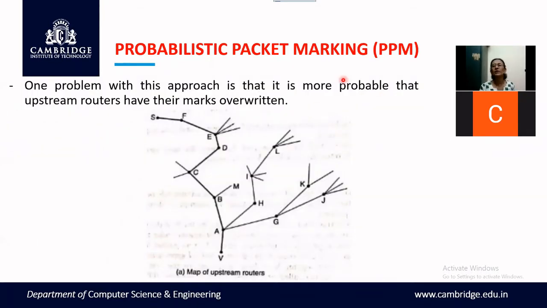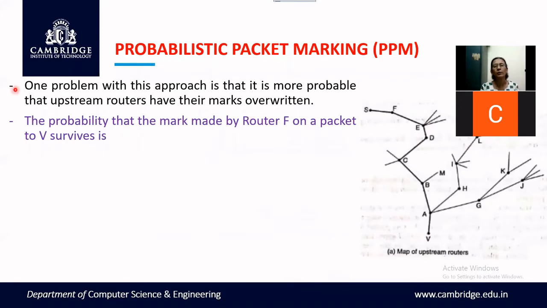So one problem with this is that the upstream routers' marks are overwritten. The probability that the mark made by router F on a packet to V survives is here. Now the packet is coming from F. F has put its mark on the packet. What is the probability that this reaches V without being overwritten?